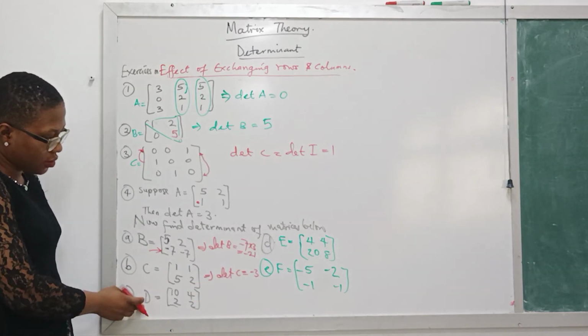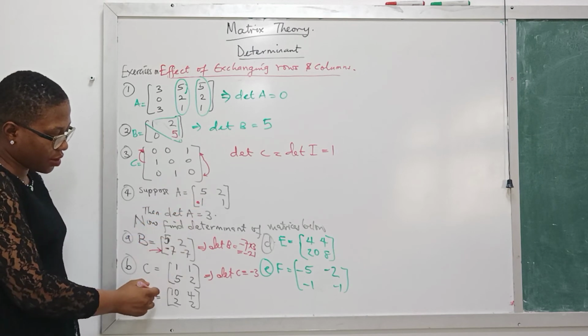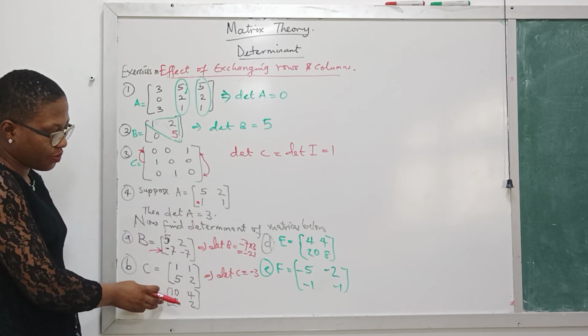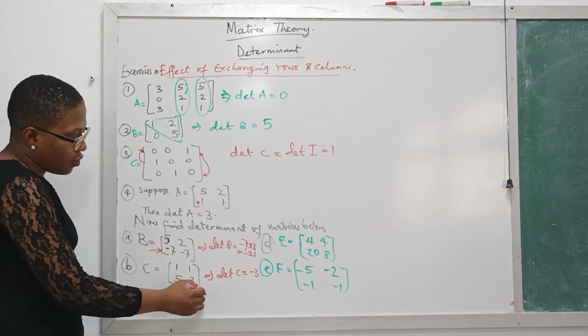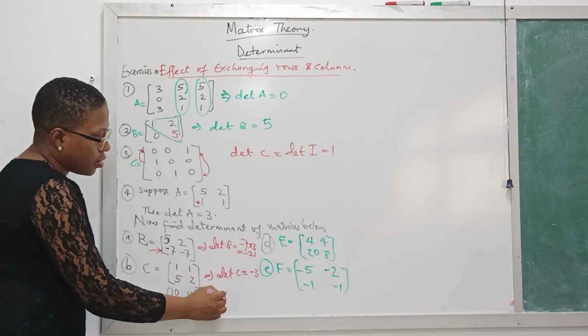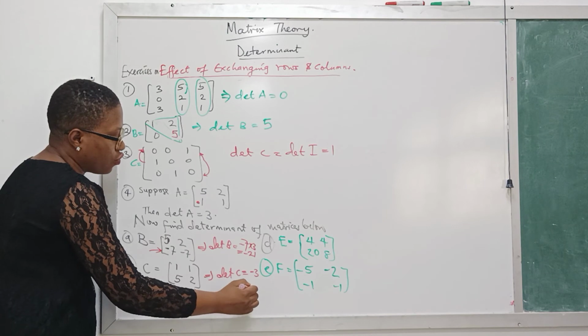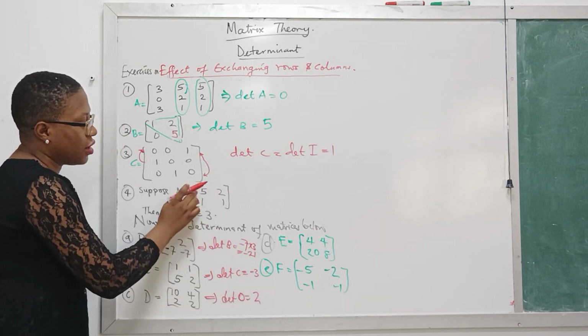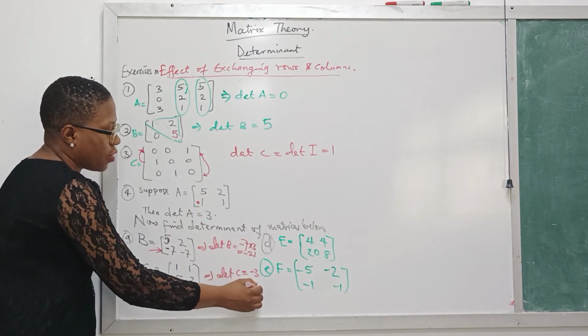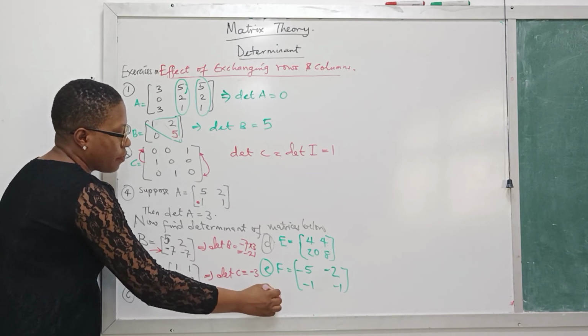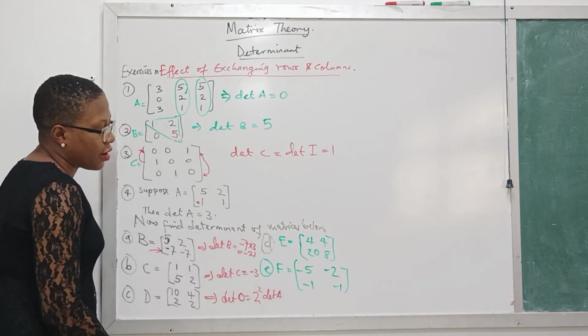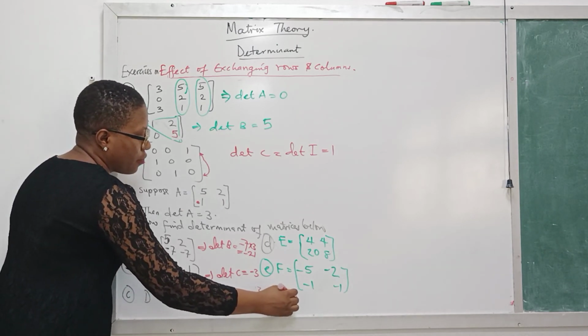What of this one? They multiplied the whole matrix, if you observe, by 2. Right? So I need to multiply determinant of A by 2 raised to power 2, because this is a 2 by 2 matrix. 2 raised to power 2 times determinant of A. That's 4 times 3, which is 12.